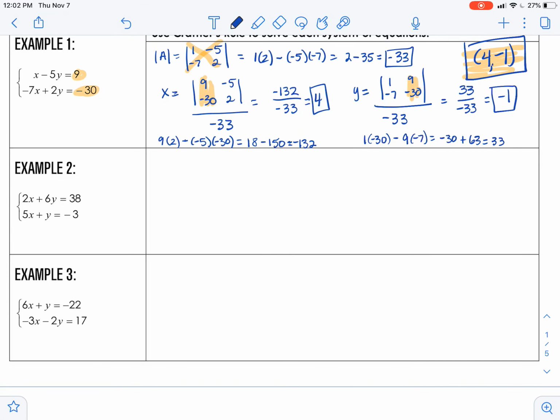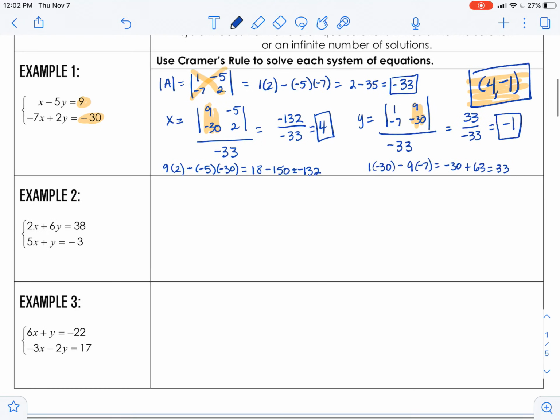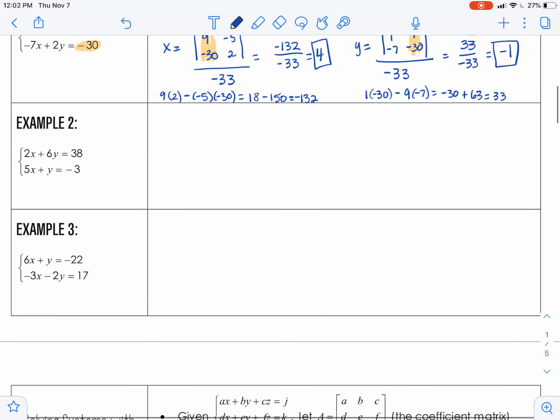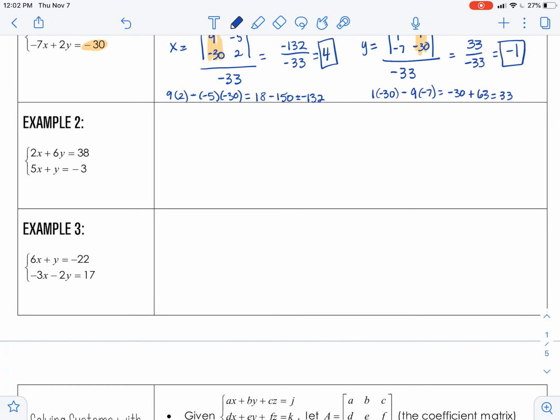Okay, so welcome back to our video over Cramer's rule. On the last video we introduced it and I did example 1. So I'm going to go ahead and run through example 2 and 3 to show you how quickly you can do these. So again, the very first step is to find your determinant for A.